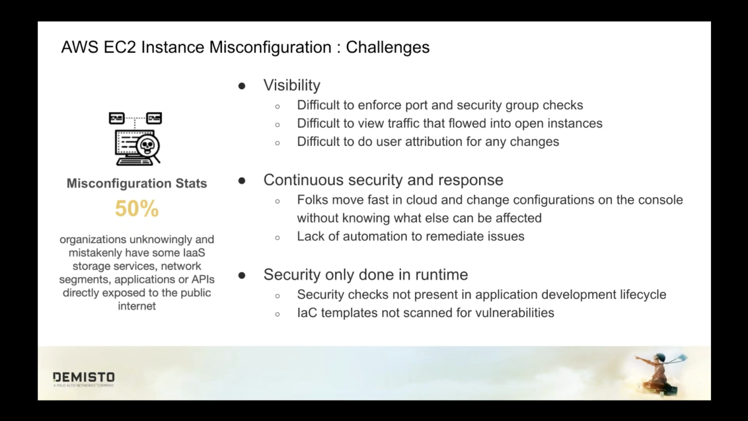So if you look at the misconfiguration stats, 50% of the orgs have kept their instances open or exposed to the public internet, like network storage devices, applications, APIs. 50% of them are open. And because the domain is growing fast, it's moving fast. So you're changing things, but you don't know what else can be affected. Security is only done in runtime, so you don't have these security checks in your development lifecycle.